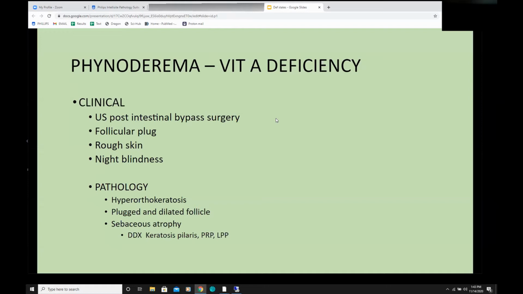And the differential diagnosis histologically is other diseases with plugged follicles such as keratosis pilaris, lichen planopilaris, and pityriasis rubra pilaris. So all the pilaris entities.